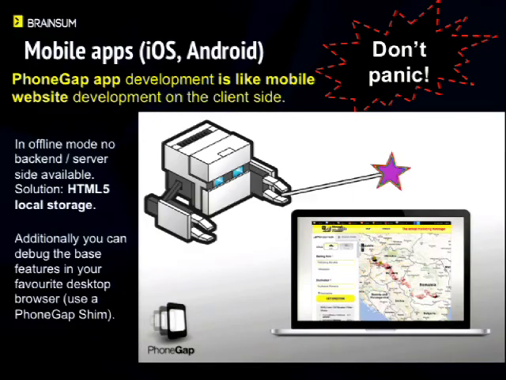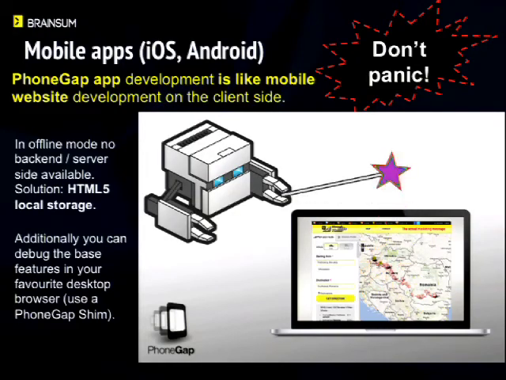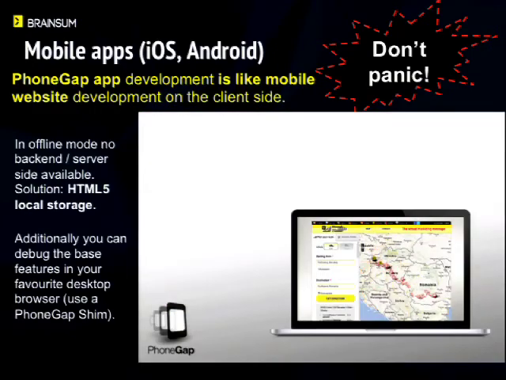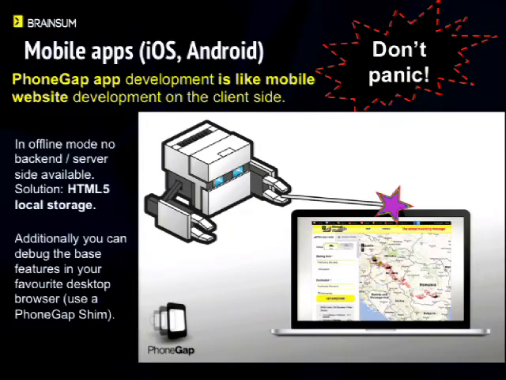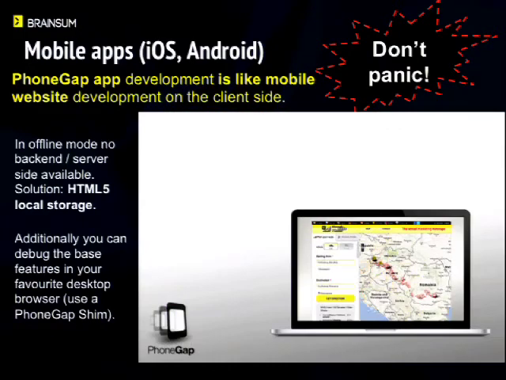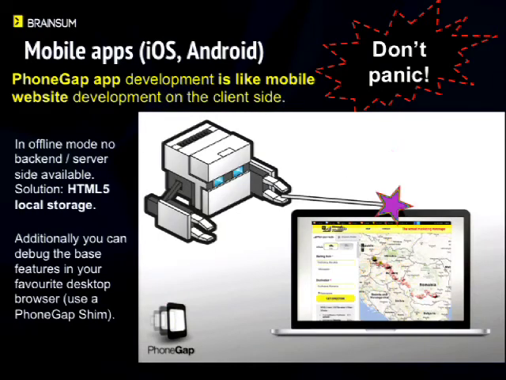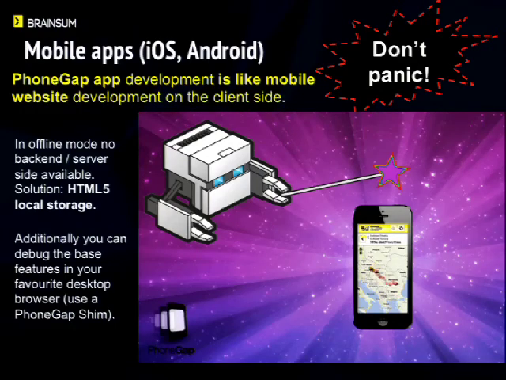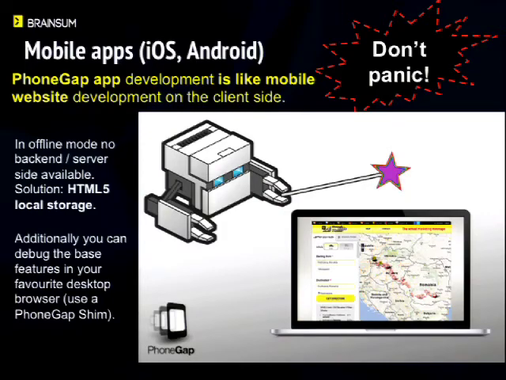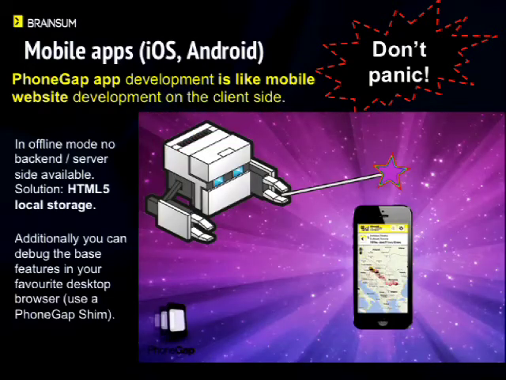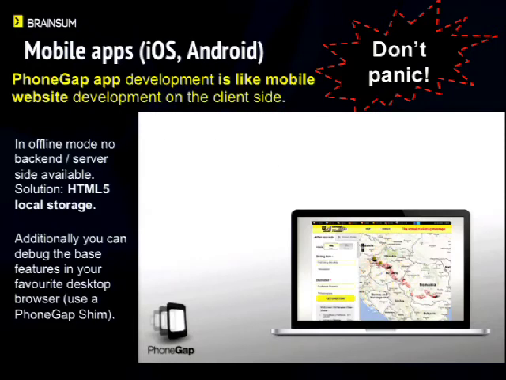It's like building an HTML5 and JavaScript application, but of course the backend is different. You can't run MySQL and PHP on your mobile phone, but you can integrate with Drupal through web services or any other kind of thing. And you can also use HTML5 local storage, which is really widely adopted and works well on every platform. Additionally, you can even debug your code, because debugging mobile applications can be difficult, but the base logic of your application you can debug in your favorite browser. If you use a PhoneGap theme, that HTML5 application will just start in Firefox or Chrome, and so on.